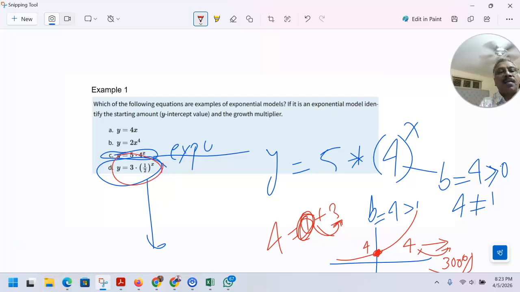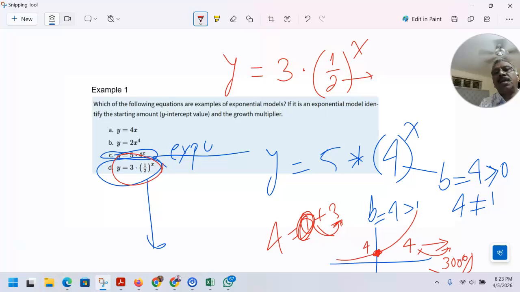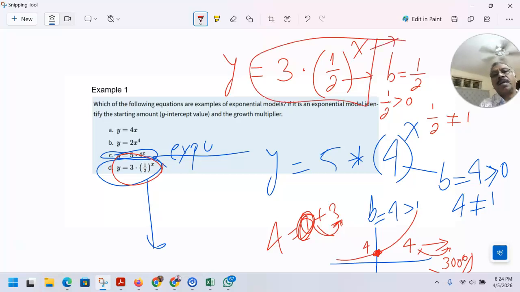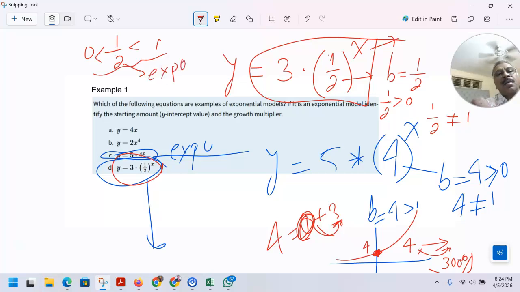Anyway, we'll see that. The next one is y is 3 times half raised to x. So here this is b. So the b is half, and half is greater than 0, and half is not 1. So this is an exponential equation, and also because half is between 0 and 1, we can say that this one is exponential decay.